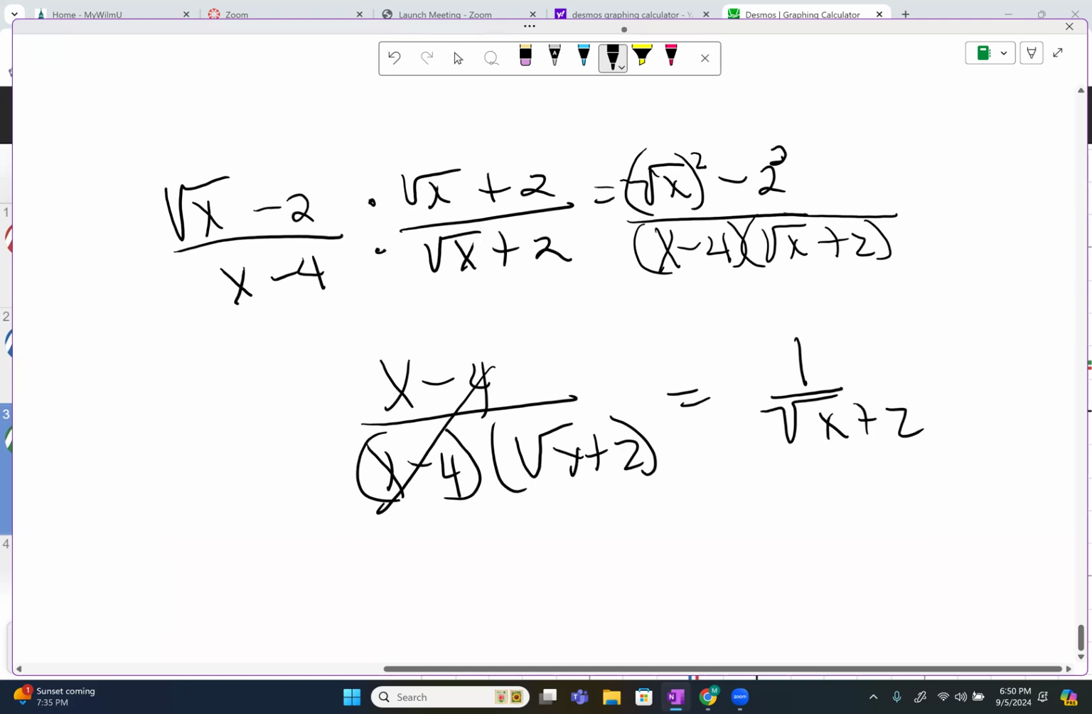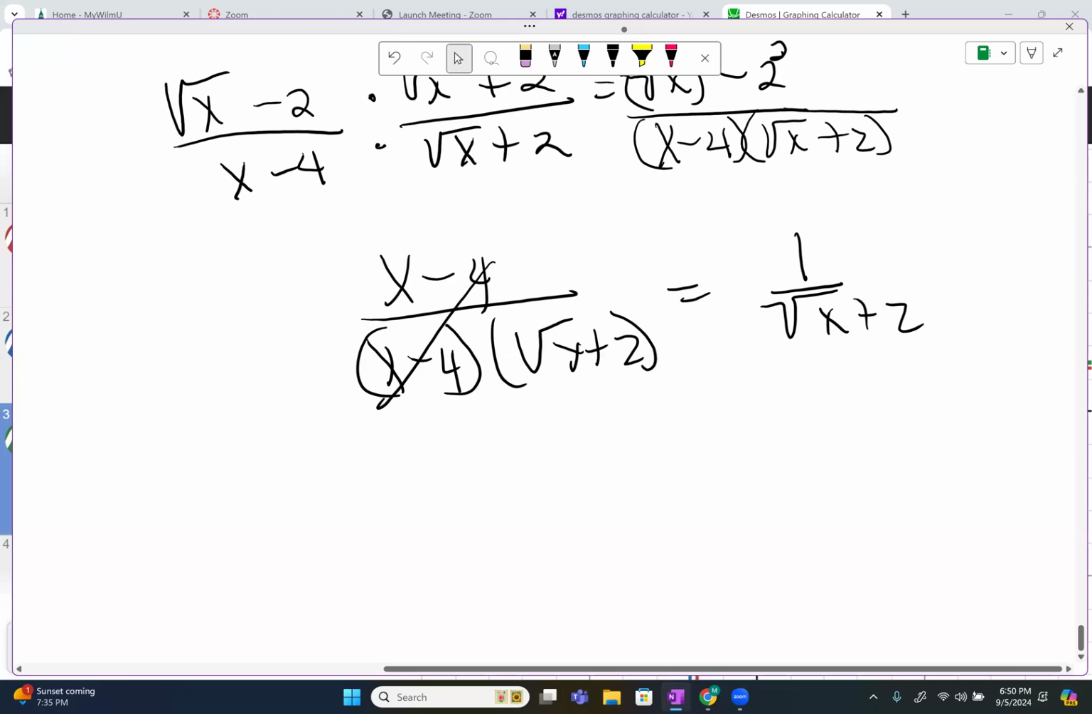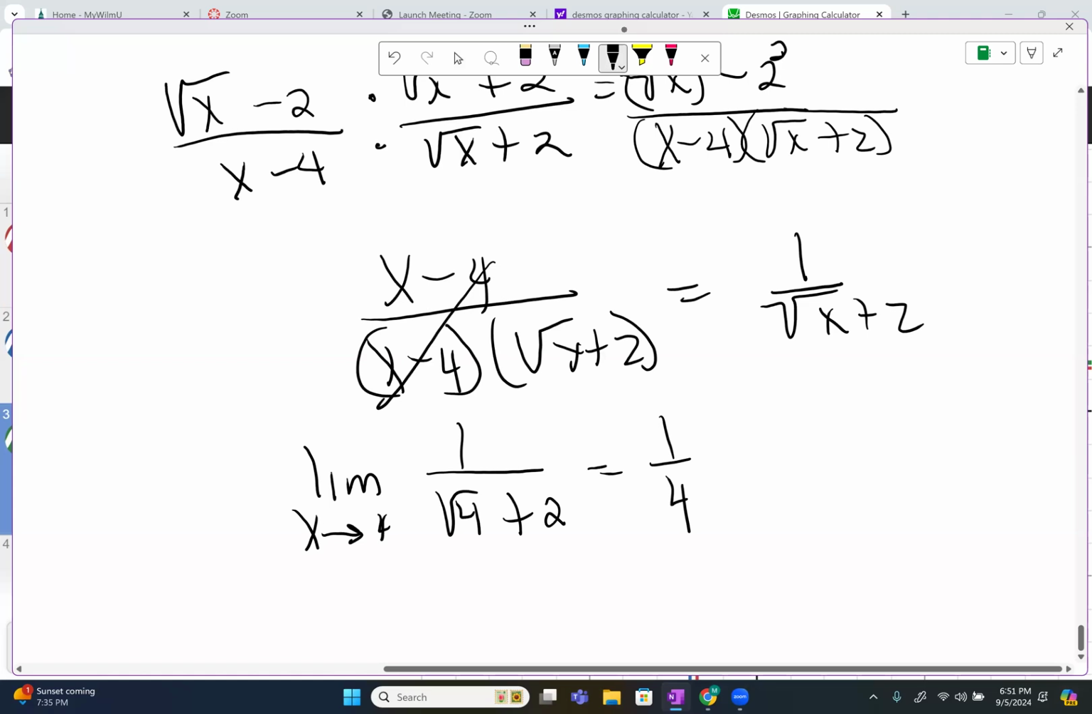Make sense? Yes. And now if we use the rule for limits, we're going to get 1/4, because we're going to get the limit as x approaches 4. And this becomes 1 over square root of 4 plus 2, which gives us 1/4. Oh yeah, that was it for that one. Okay.